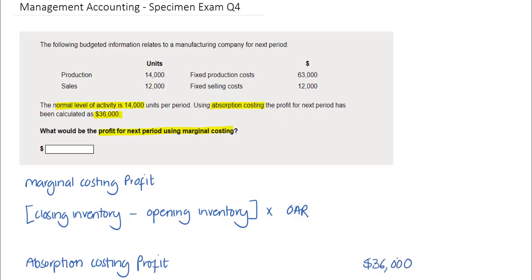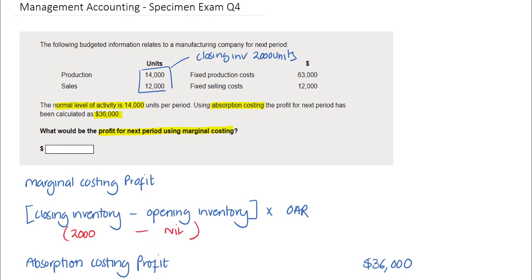Whilst we are not told what the closing inventory in units is, we can calculate this as the difference between the production units and the sales units, which have been provided. We can clearly see that if production is 14,000 units and the sales that are budgeted in units is 12,000, it must imply that the closing inventory in units must amount to 2,000 units. In the absence of any other information being provided, we can always assume that the opening inventory is nil. So if we get this down into our equation below, closing inventory is 2,000 units, opening inventory is nil.